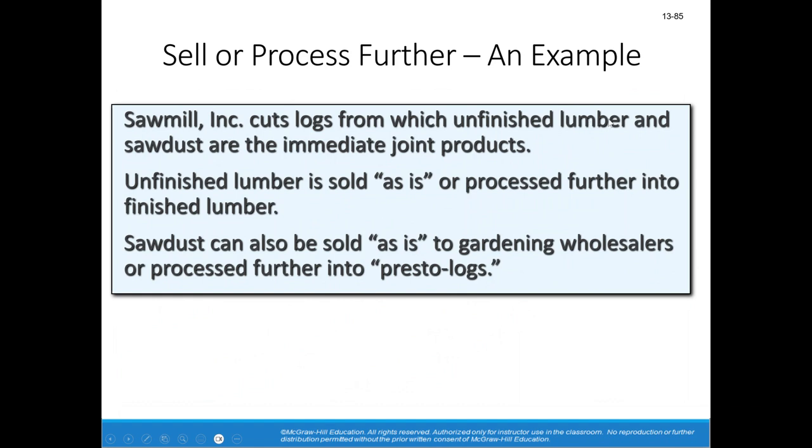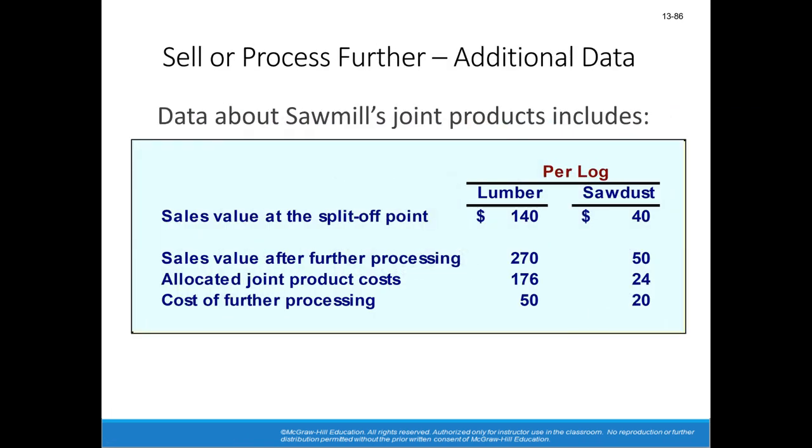Sawmill cuts logs into unfinished lumber, and sawdust are the immediate joint products. Unfinished lumber is sold as is or processed further into finished lumber. Sawdust can be sold as is or processed into presto logs. And so we're going to look here at the sales value of the split off, and then we're going to look at the sales value after the split off. And so we've got 270 minus 140. So we're going to make $130 revenue from the split off.